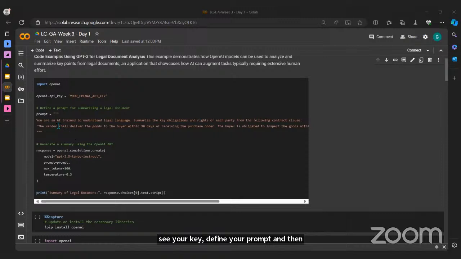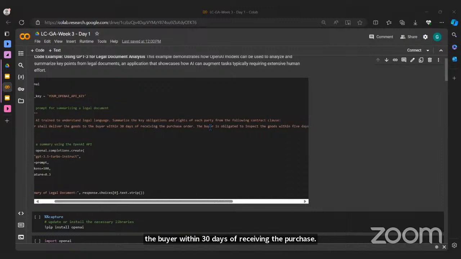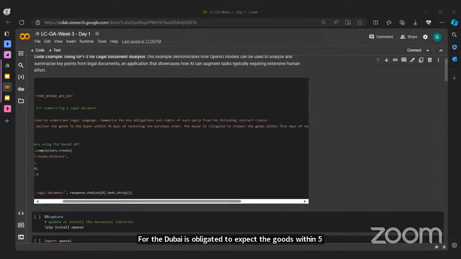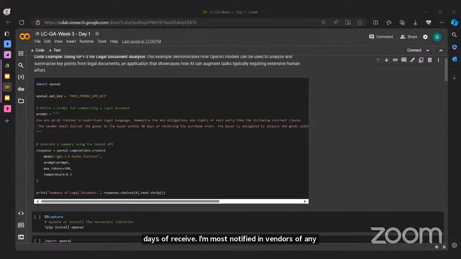You are an AI trained to understand legal language. Summarize the key obligations and rights of each party from the following contract clause. So here is the clause. The vendor shall deliver the goods to the buyer within 30 days of receiving the purchase order. The buyer is obligated to inspect the goods within 5 days of receipt and must notify the vendor of any defects. So we are asking this model to act as someone that understands legal language and summarize the key obligations and rights for each party from the following contract clause.